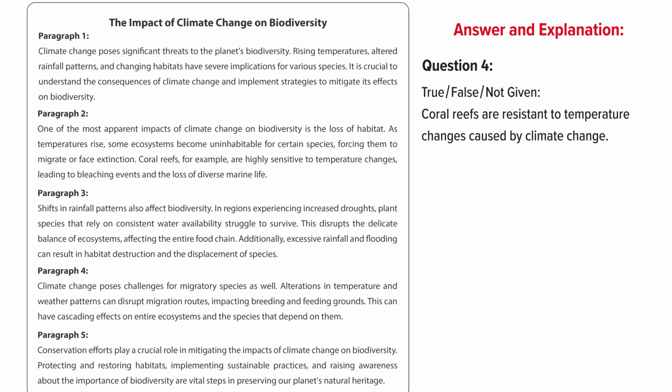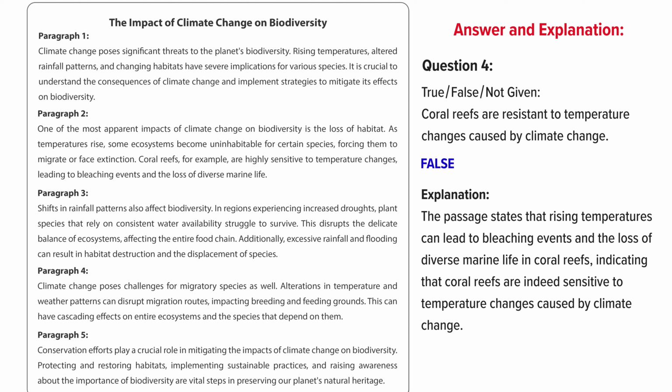Question 4. The answer is false. The passage states that rising temperatures can lead to bleaching events and the loss of diverse marine life in coral reefs, indicating that coral reefs are indeed sensitive to temperature changes caused by climate change.